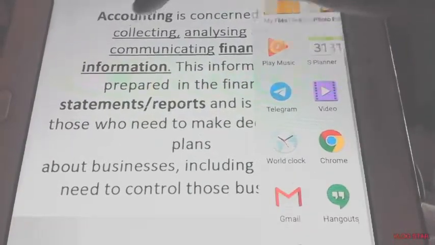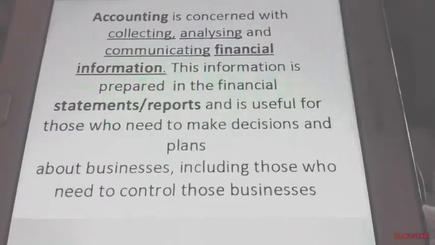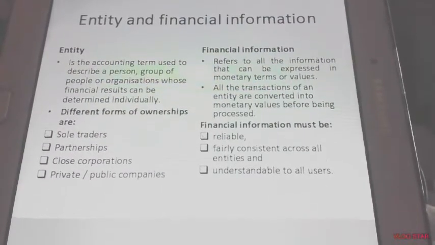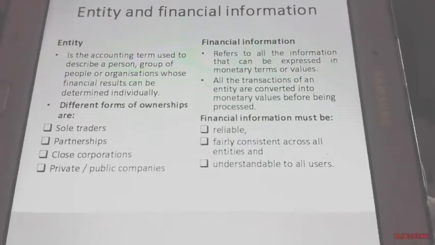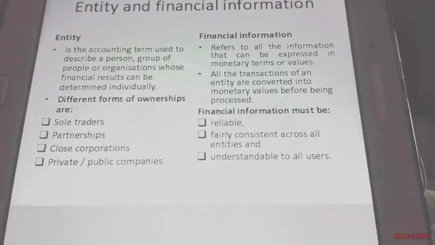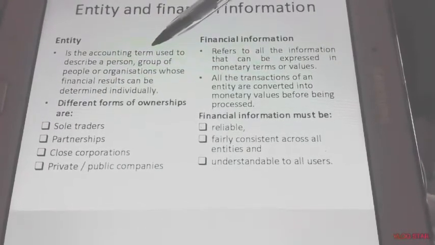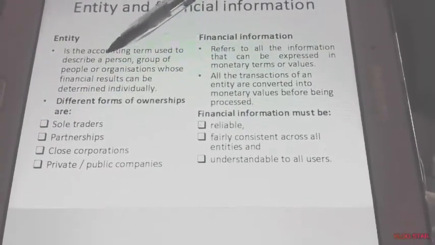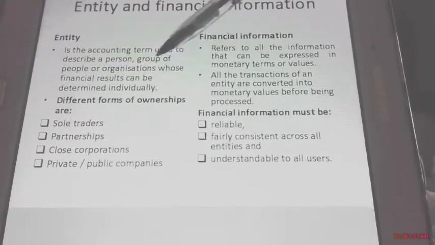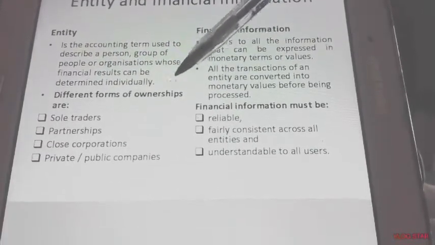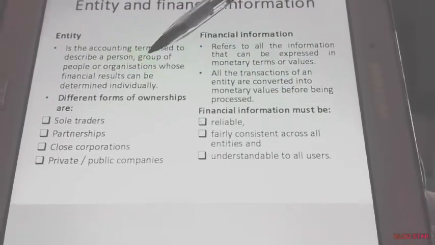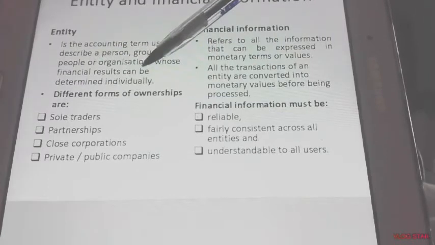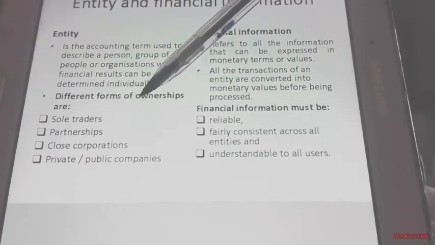Let's continue with the definition of entity. I have been using two terms, entity and financial information, so now let's look at their definitions. Entity is the accounting term used to describe a person, a group of people, or an organization whose financial results can be determined individually. In other words, an entity is a business. This can be a business owned by one person, a group of people, or an organization whose financial results can be determined individually.